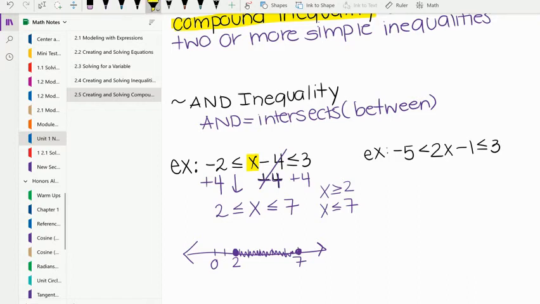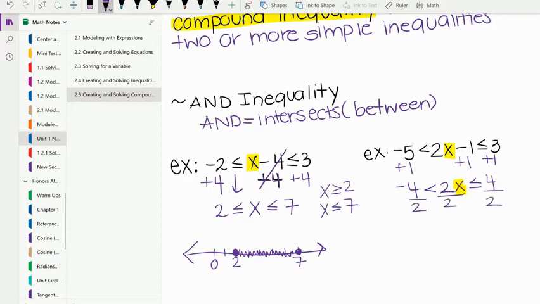All right, this next one, again, we want to isolate that x. So the first thing I want to do is add 1 to all parts. So I have -5 plus 1, which is -4, is less than 2x, which is less than or equal to 3 plus 1, which is 4. We're still working on isolating that x. So the next step would be to divide by 2.